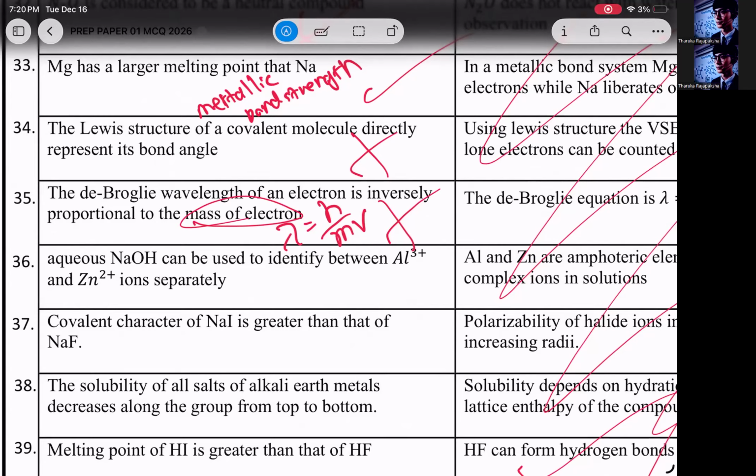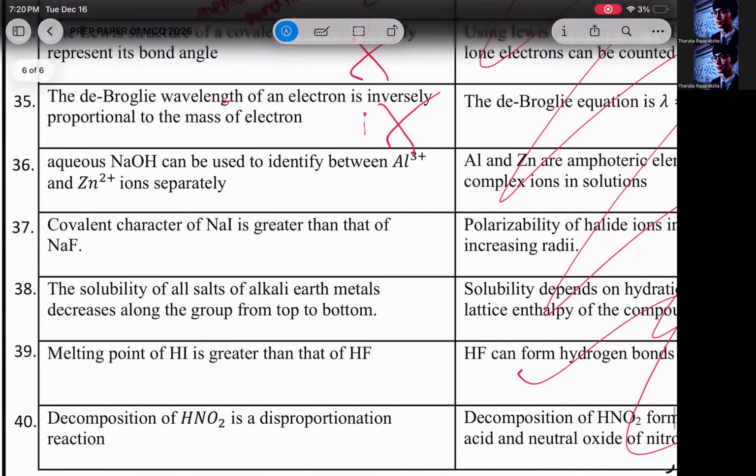Otherwise you have to cut the electron in half. You can't do that. So this statement is wrong. Then 36th one.